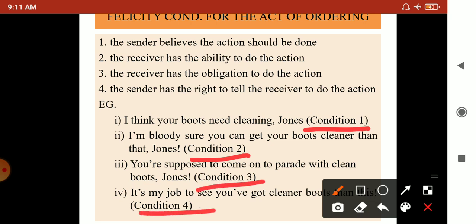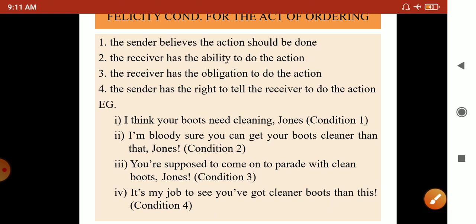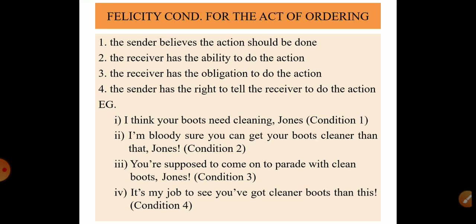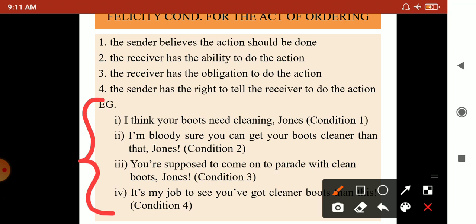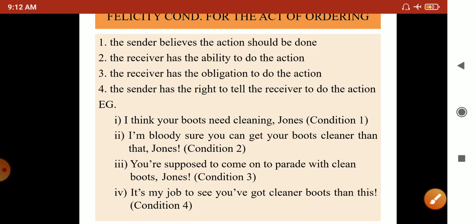In these conditions, the listener or the receiver has to perform certain actions because the context determines what the speaker will tell the listener and what the listener will do. So in these sentences, Jones has to perform certain actions because it is obligatory on his part. Thus, in felicity condition, the context determines actions. The context tells what the receiver has to do or what the listener has to do. So, in these examples, the sender says certain sentences to Jones, and Jones has to act accordingly.